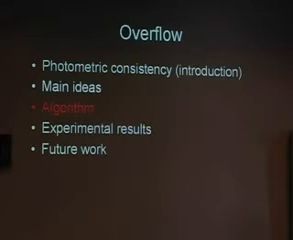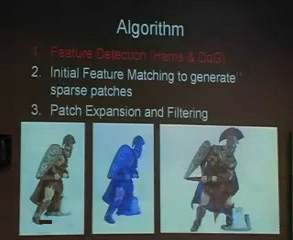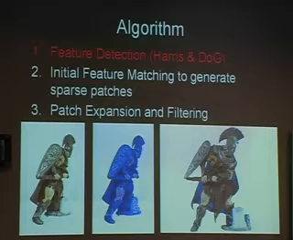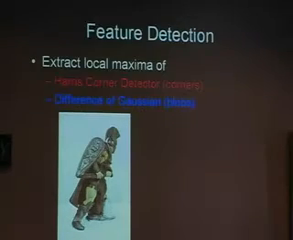So I'm going to talk about the details of the algorithm using these ideas. The algorithm consists of 3 steps. First, we detect features. I use 2 popular feature detectors in computer vision: the Harris corner detector, which is supposed to detect corner-like features, and the second is the difference of Gaussian, which is supposed to detect blob-like features. Here's one sample input image, and we run the feature detectors and get some result.